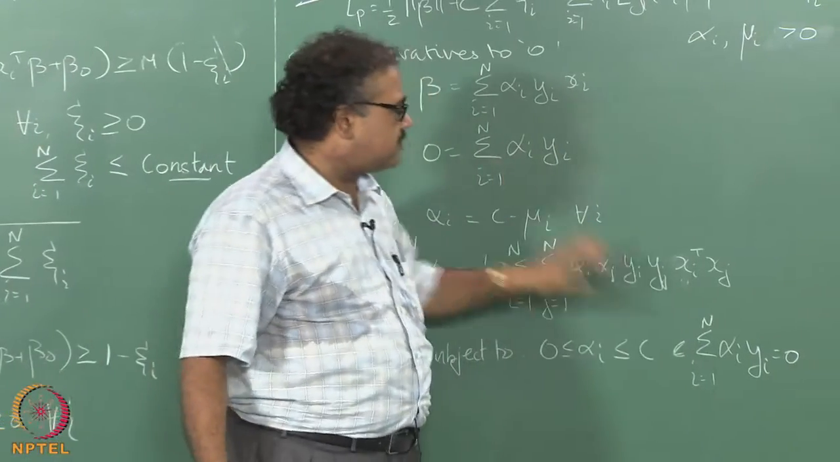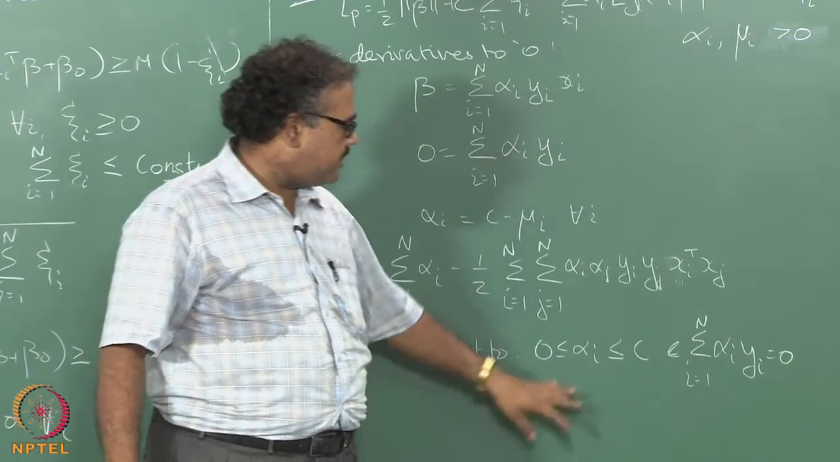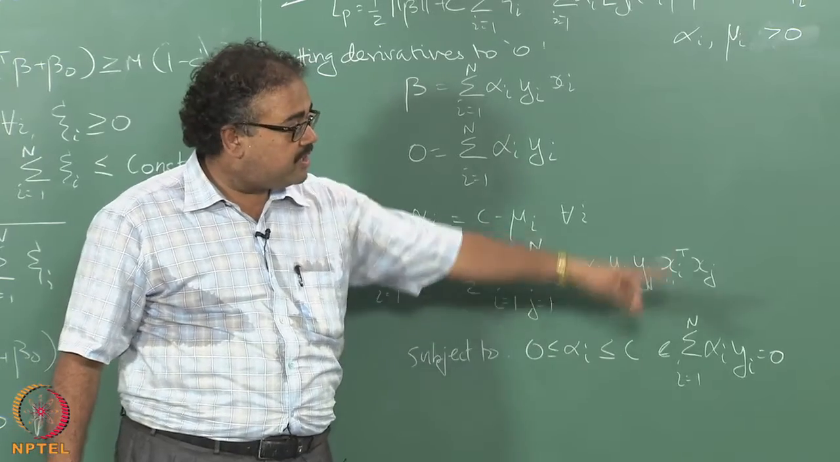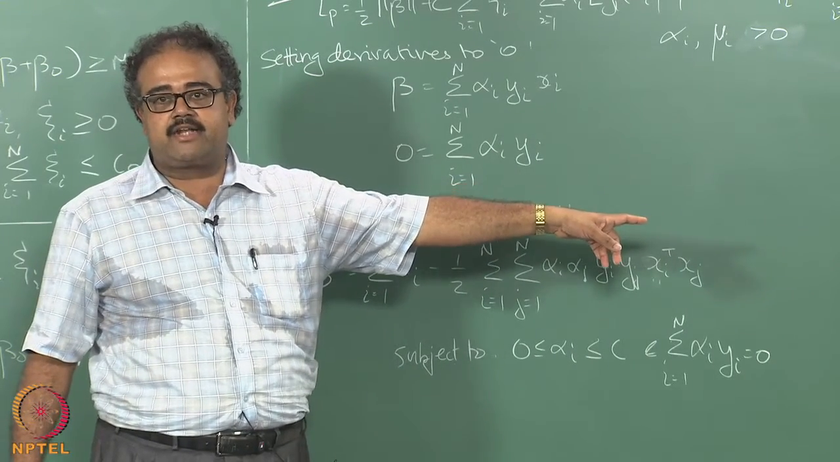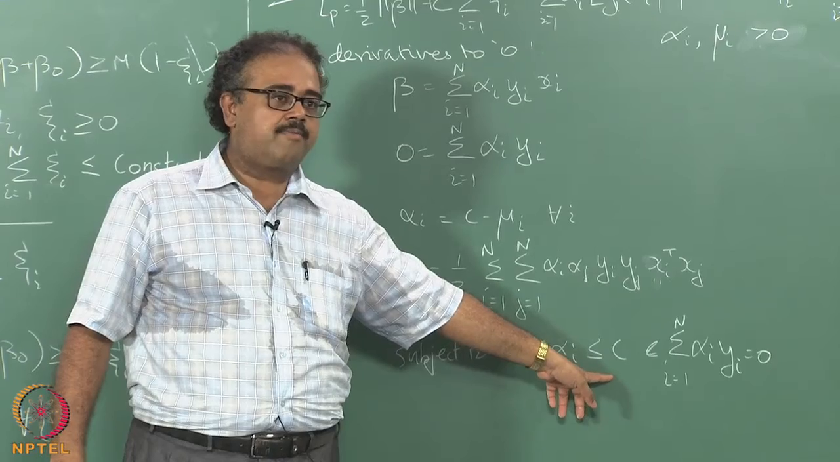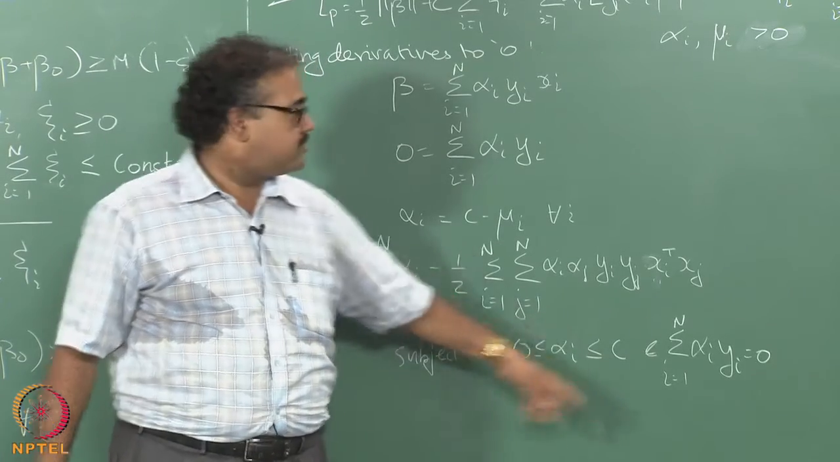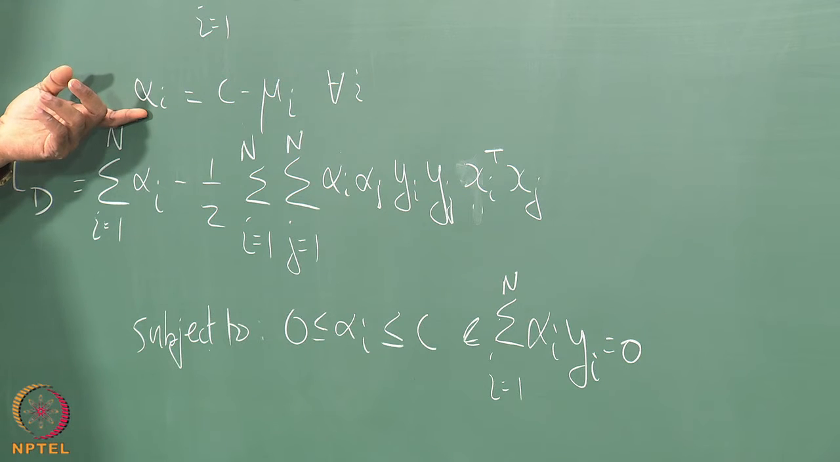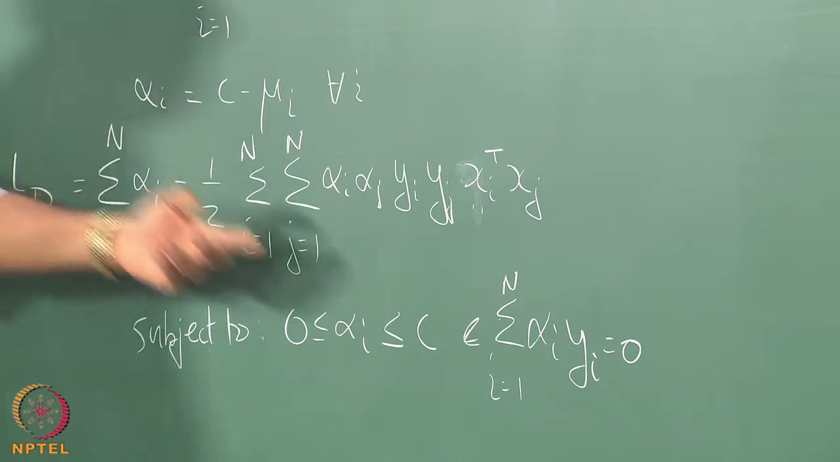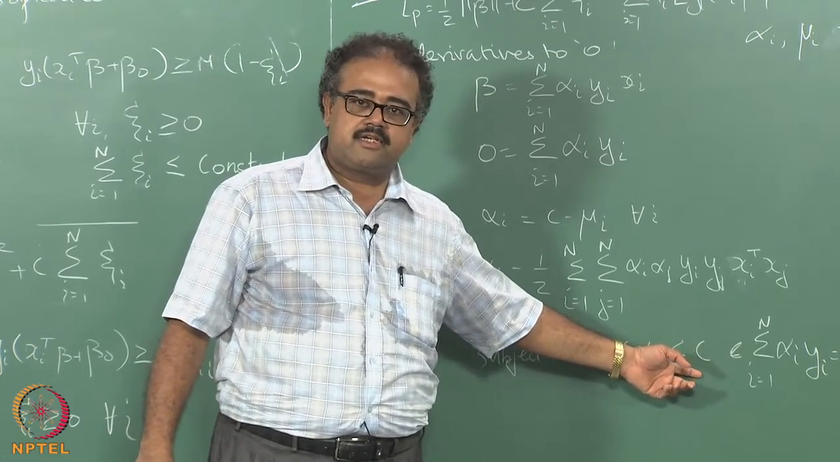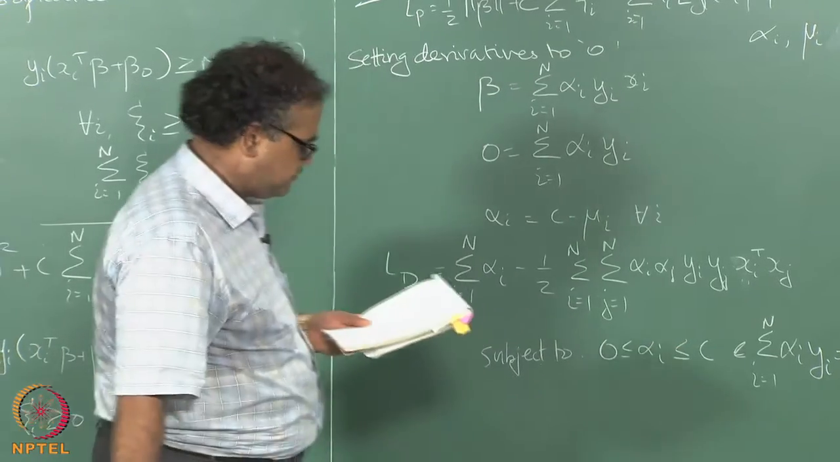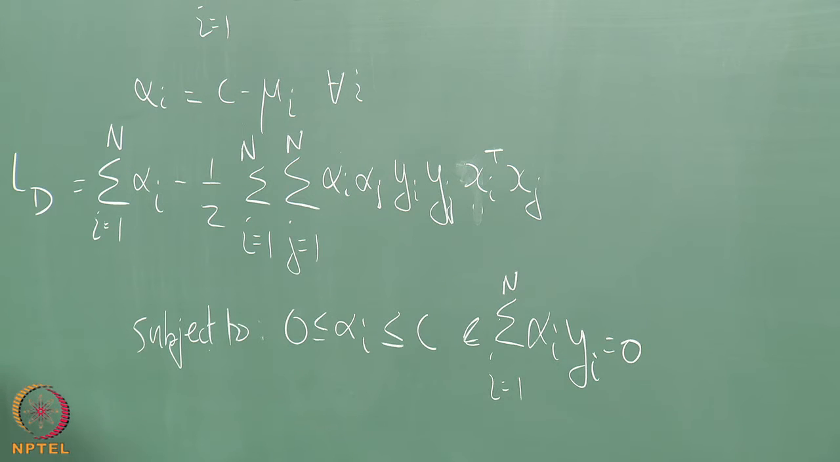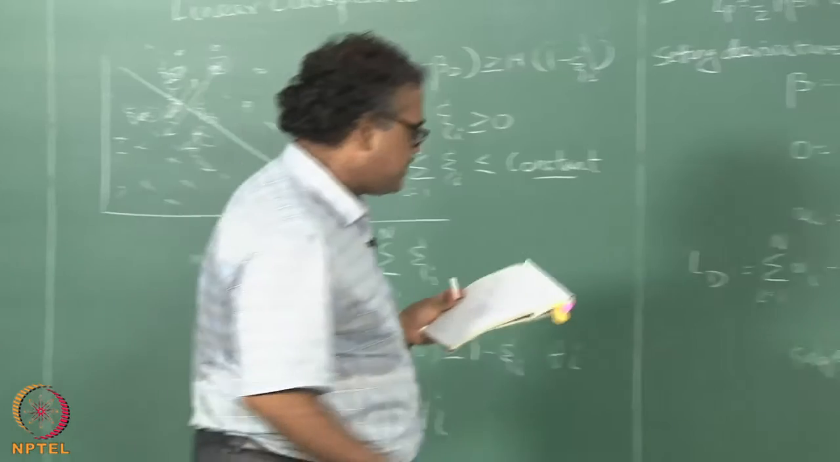This is already there, so it's just added for completeness' sake. But what is important here is that earlier I had only a non-negativity constraint on alphas, and now I have an upper bound on the value of alpha. Why is that? Because alpha is C minus mu, so there has to be an upper bound on alpha. Okay, that's good. So what about the other KKT conditions?